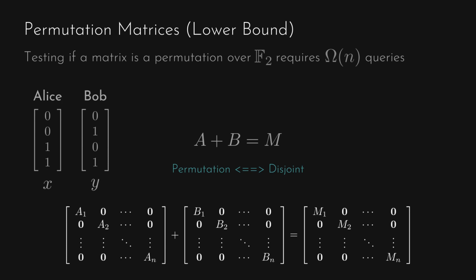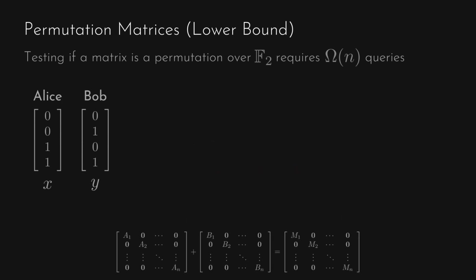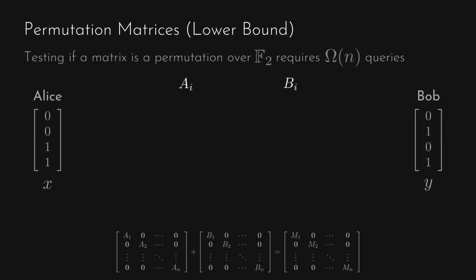If there was an algorithm in the UMV model for permutation matrices, then this would directly lead to a communication protocol for disjointness. But since the lower bound for disjointness is Omega(n), we get the same lower bound for the number of queries to determine if the matrix is a permutation when the queries are over F2. Great, so that will achieve our goal, and I just have to explain the gadgets.